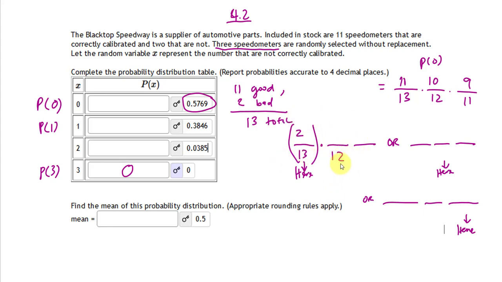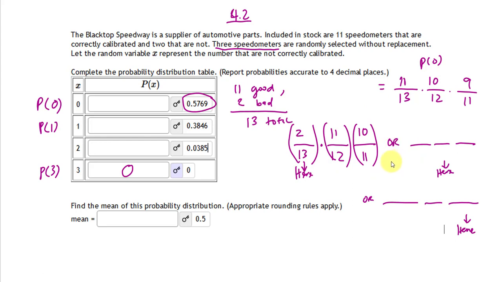And now we are looking for the other two being the good ones. The good one, we have 11 out of 12, and then finally we have another good one, so we have 10, because we already took out 1, and we only have 11 left. So that is the first situation.